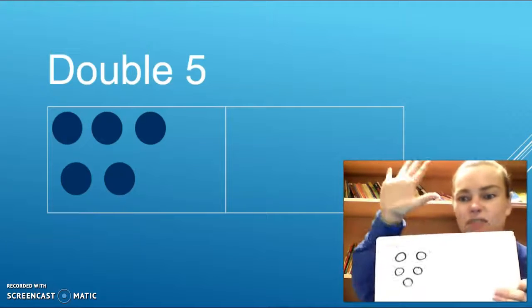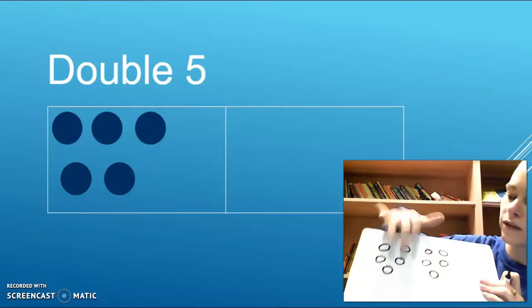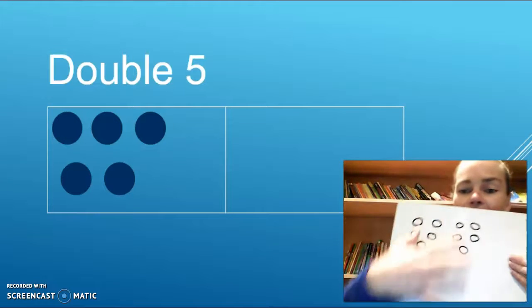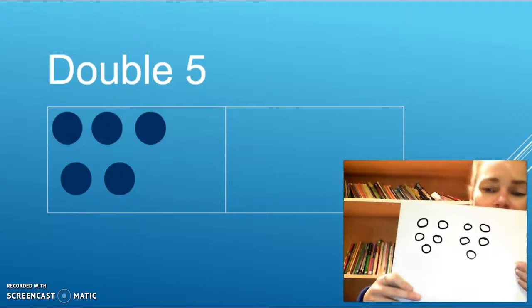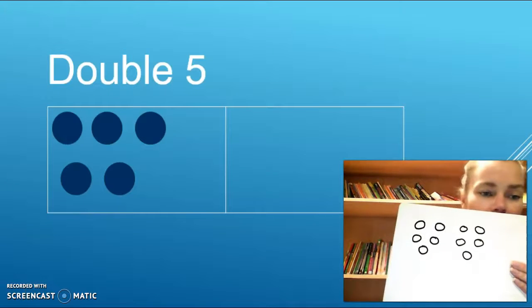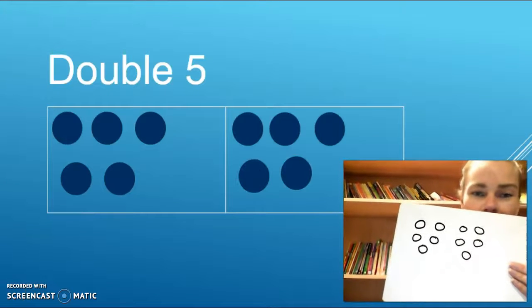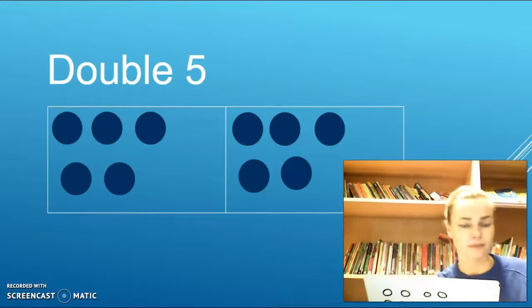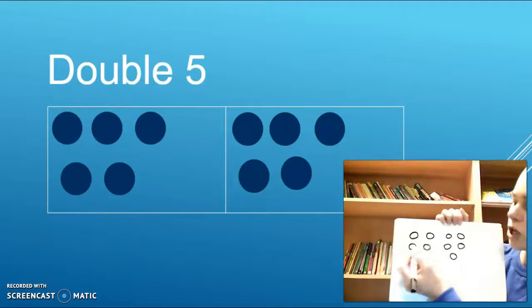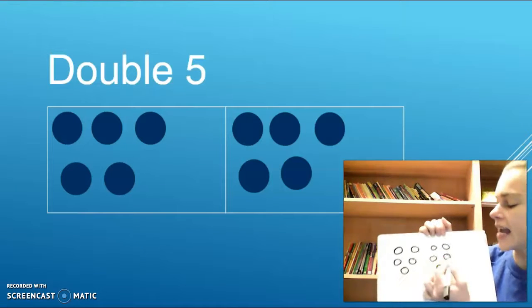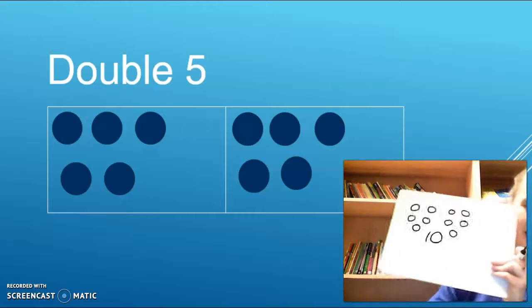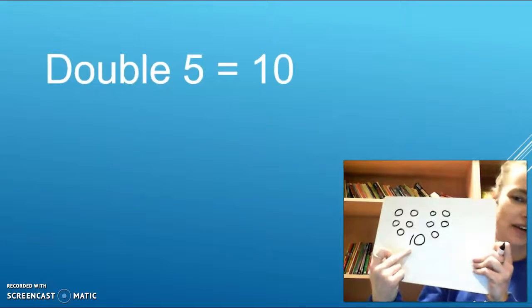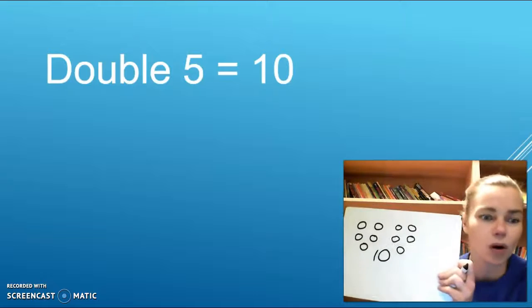So pause me, do 5 more circles. So I've got 1, 2, 3, 4, 5. I've doubled it. So I added 1, 2, 3, 4, 5 more. Next, you need to add how many you've got all together and write the number down. And then we'll see if we've got it right. So all together, I've got 1, 2, 3, 4, 5, 6, 7, 8, 9, 10. Double 5 equals 10. So we've got that right. Well done, reception class. Right, we're going to do one more.